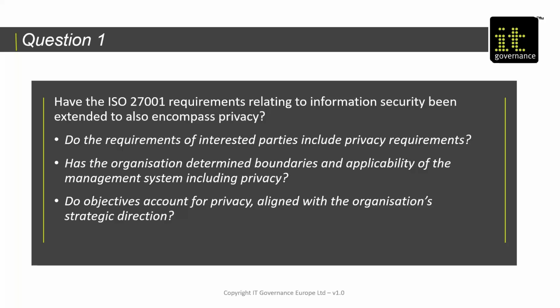Some PIMS objectives that you would expect to see would be, for example, a target date for compliance with ISO 27701, or something like a 90 to 95% completion rate of data privacy training by all employees within a 2-month period.